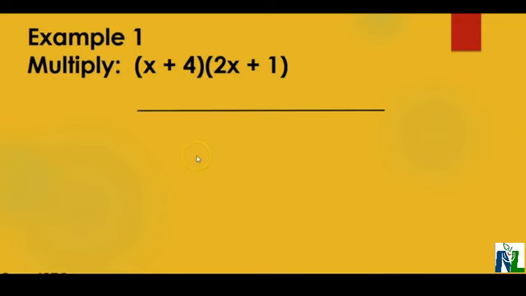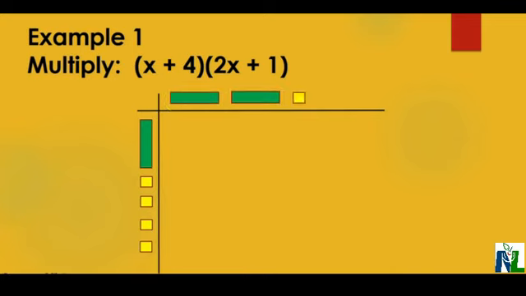When using algebra tiles, we start by drawing a t-chart. Along one side of the chart, we fill in the factors x plus 4 using algebra tiles: x, the long green bar, and 4 single units, giving us x plus 4. Across the top, for 2x plus 1, we draw 2 green bars and a single unit. Our product is the result that occurs inside of our chart.